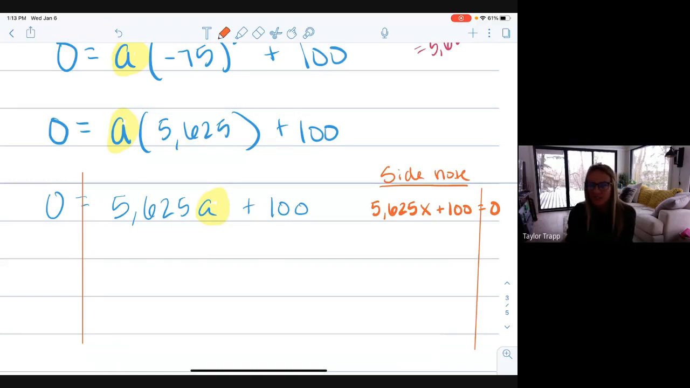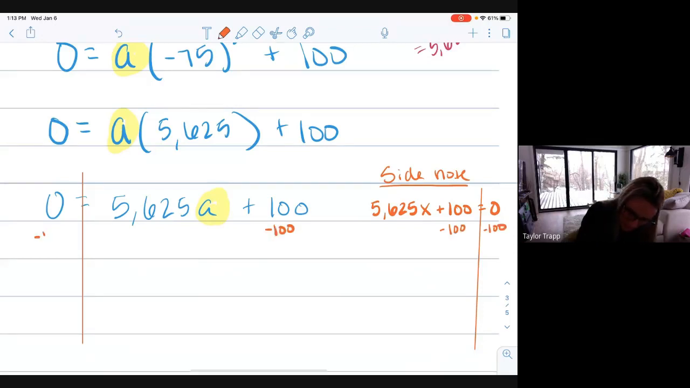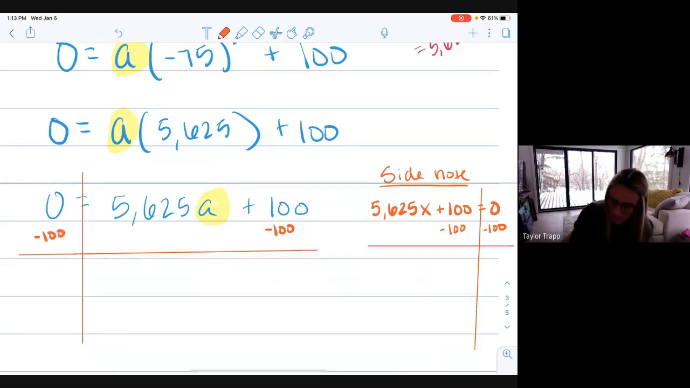And if you want to work ahead of me and see if you can get it, please do, just to check yourself a little bit. But whichever one we're looking at here, we're going to subtract 100. And remember, we have to do that because when we're solving for the variable, we have to get rid of what's being added or subtracted first, and then we multiply and divide. Okay, so we're going to have negative 100 equals 5,625a, or just, you know, over here, if you're thinking about it this way.